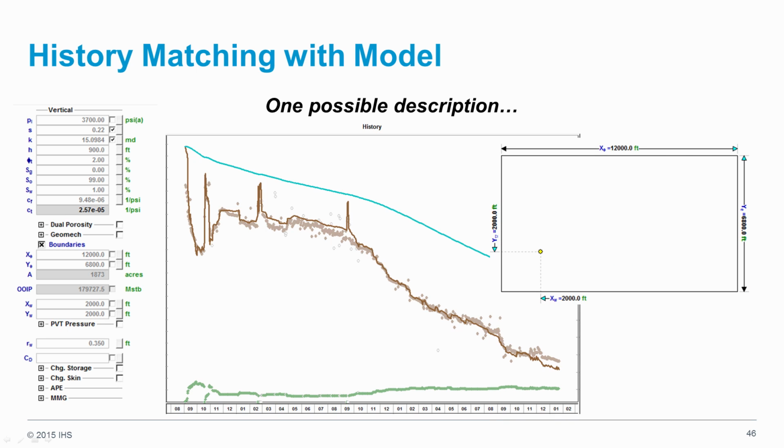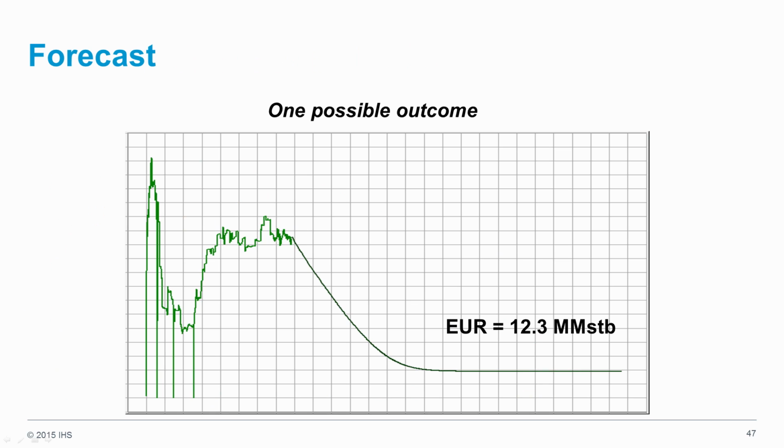In this particular case, the well is actually not situated right in the middle of this rectangular reservoir, but it is closer to a couple boundaries on the left and at the bottom. When I generate the 20-year forecast, here is one possible outcome. We have about 12 million barrels.